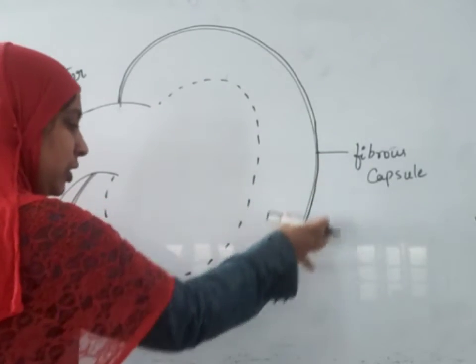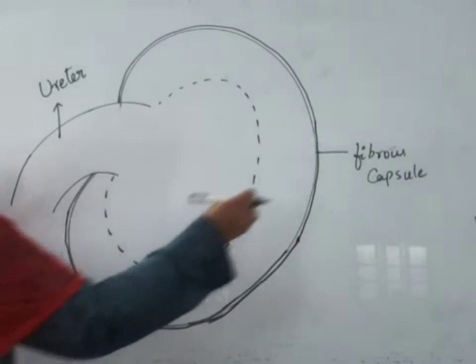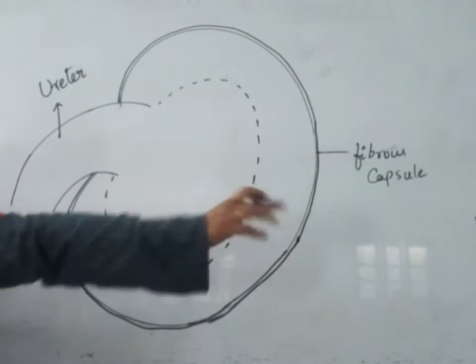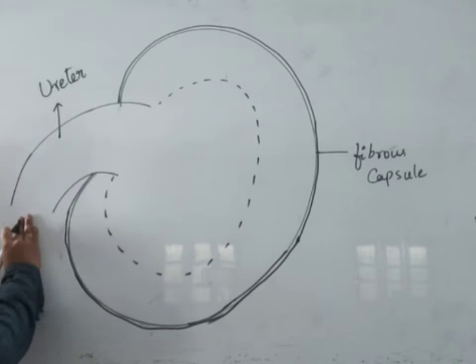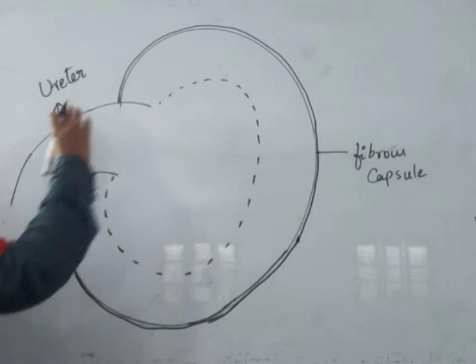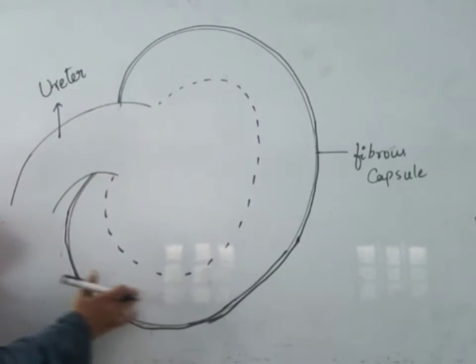So the outermost covering of kidneys is the fibrous capsule. It protects the kidneys. It covers the kidneys. This tube-like structure that is coming out of the kidney is the ureter. Now the inner portion of the kidney.